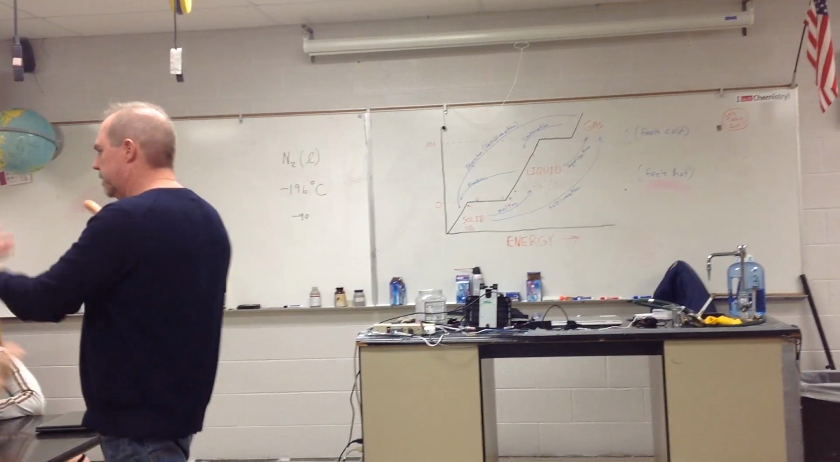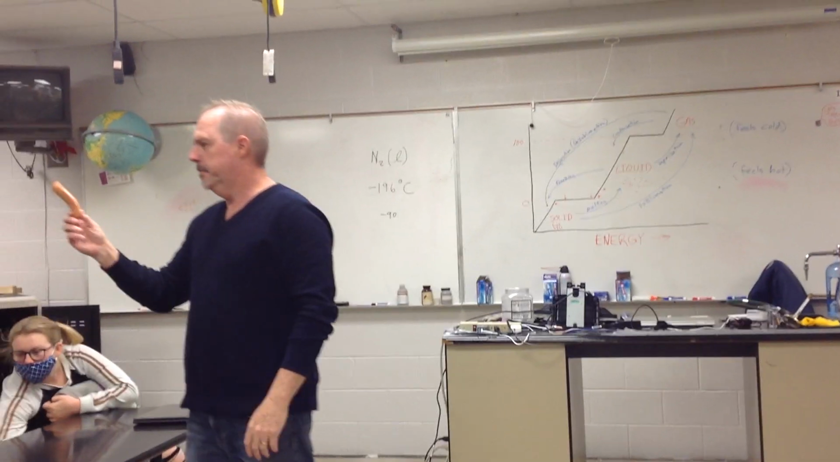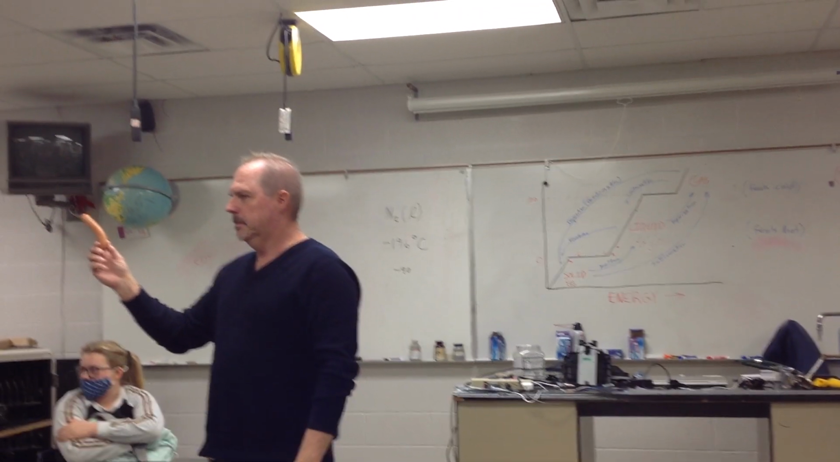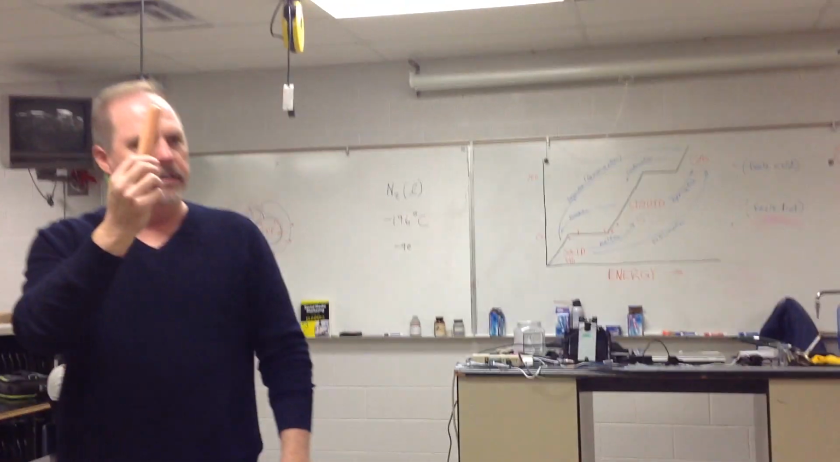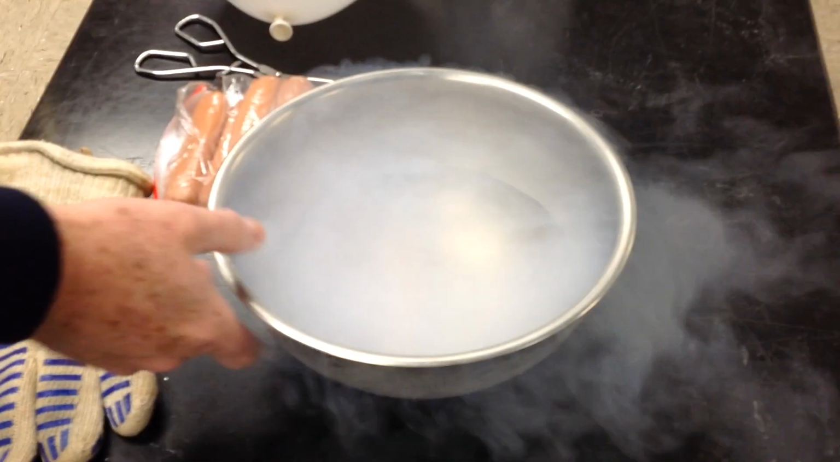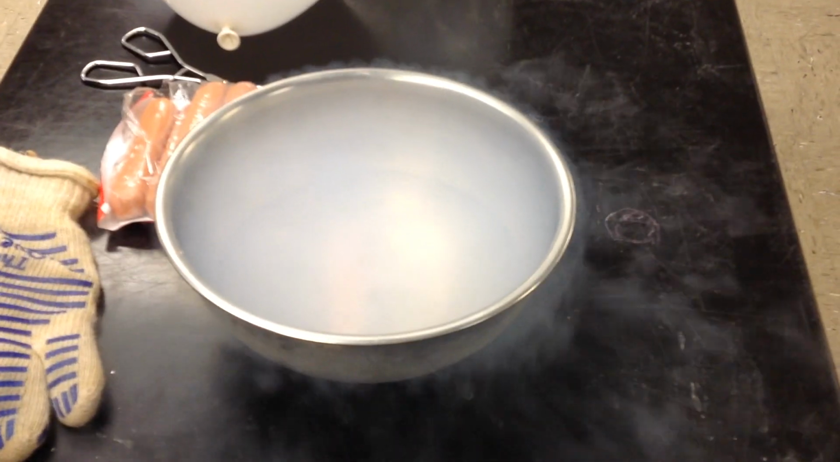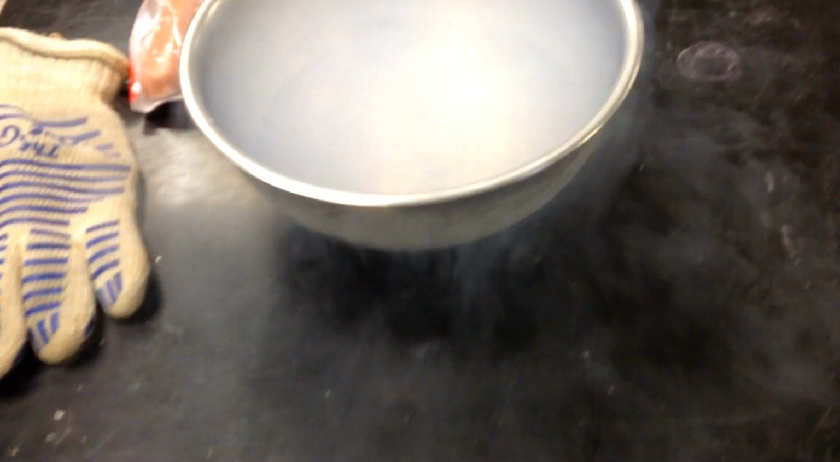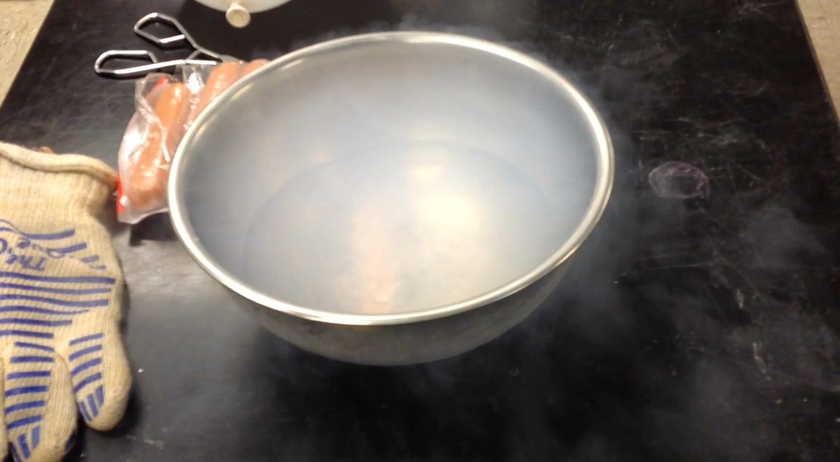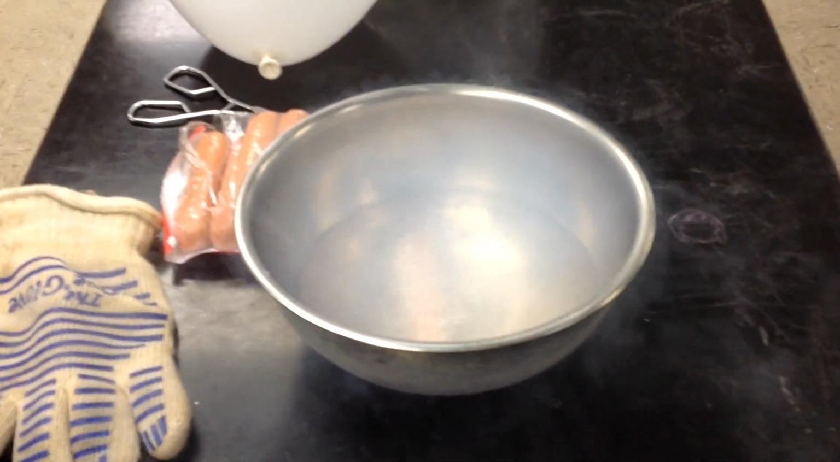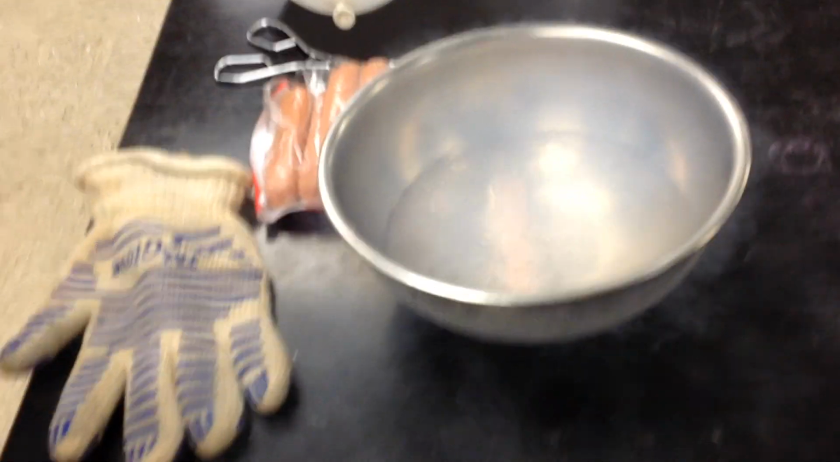You guys can come up closer. So, what would happen if we put your finger in the liquid nitrogen? Well, let's find out. Now, the hot dog was room temperature, meaning it's 200 degrees hotter than the nitrogen. So it has a lot of heat in it. A lot of heat in the hot dog.